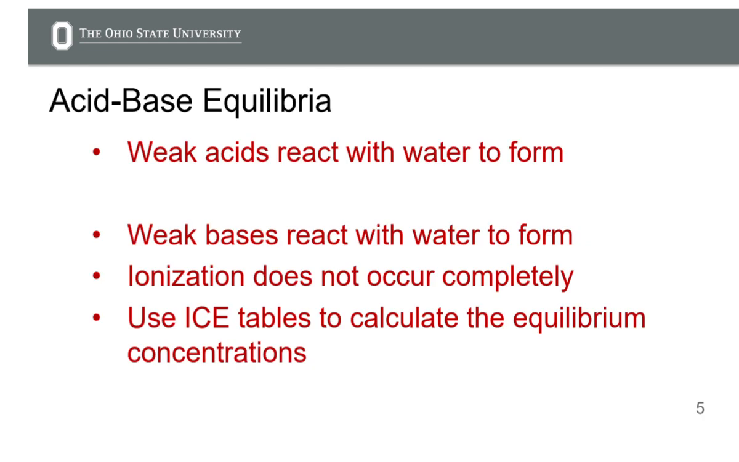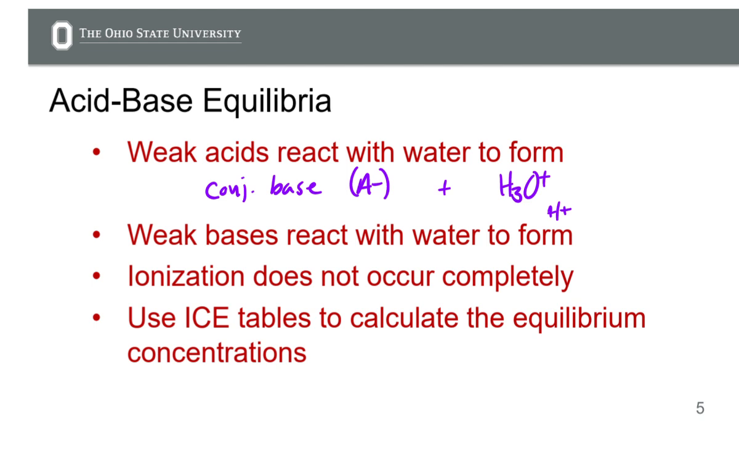Okay, so just to summarize what we've talked about so far with weak acids: we put a weak acid in solution, it's going to react with water, and it's going to form the conjugate base, which we typically write as A minus, and it's going to form hydronium ion H3O plus, or H plus if we want the shorter form of writing that.